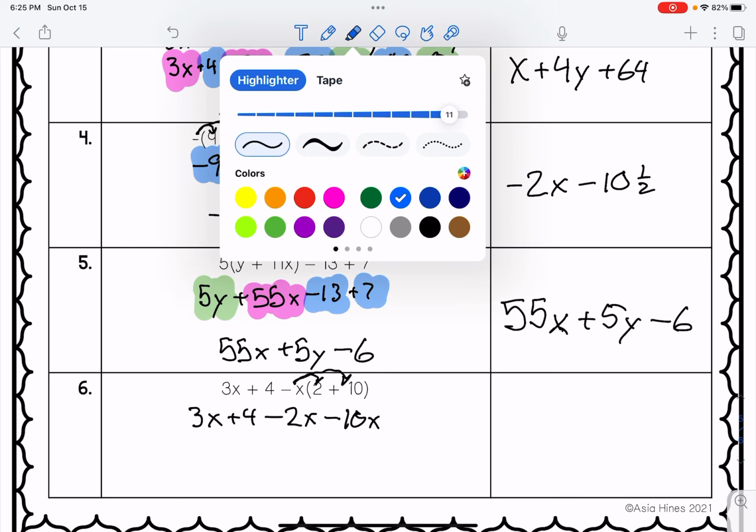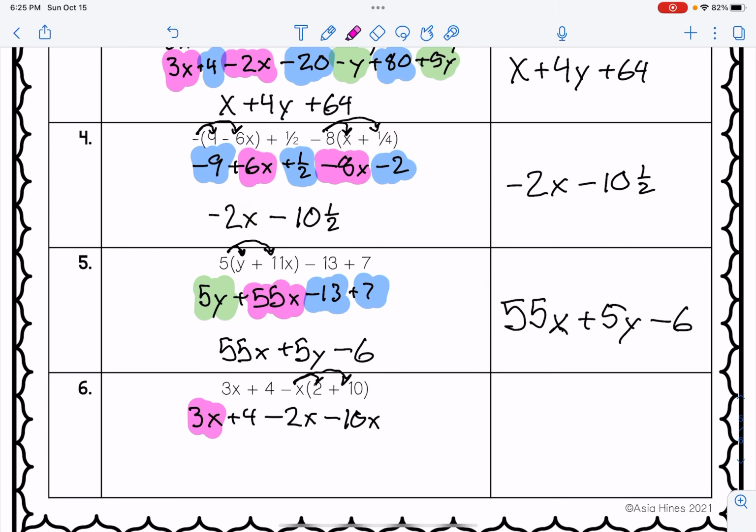And now we've got to deal with our like terms. So 3x's minus 2x's minus 10x's. 3 minus 2 is 1. 1 minus 10 is negative 9x's. And finally, for our lonely little constant out there, we're just going to leave it alone because that's the only one there is. He has no like terms to go with it. So plus 4, we're going to finish that off as a plus 4.